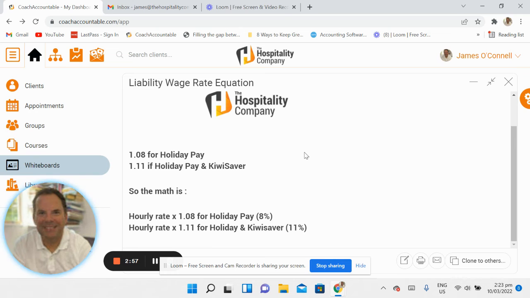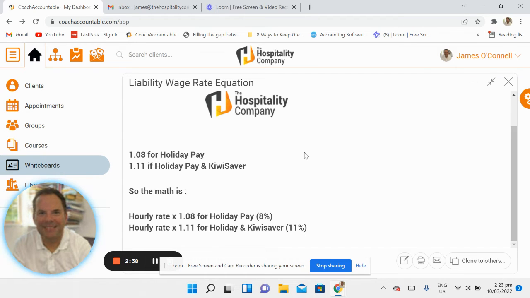And then in doing so, you will be looking at the liability wage of the business, because the business is liable for all of that amount at some stage through the year, rather than looking only at the employee's hourly rate that has been negotiated directly with the employee.